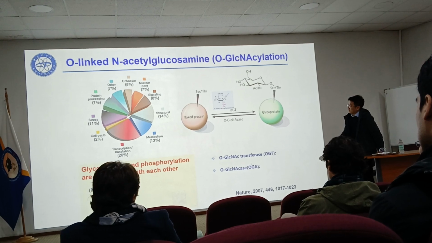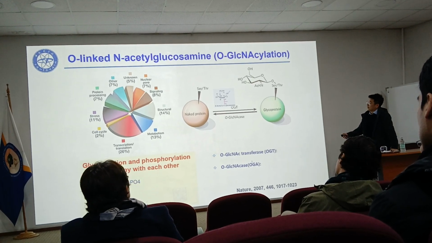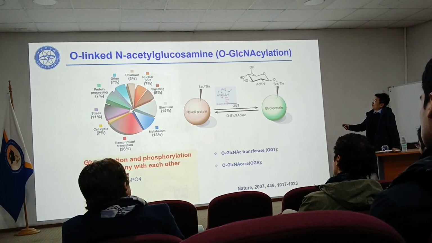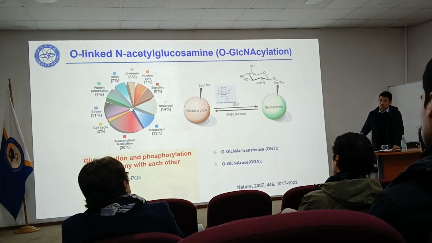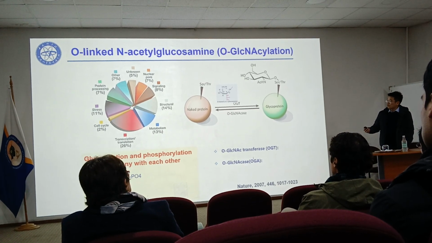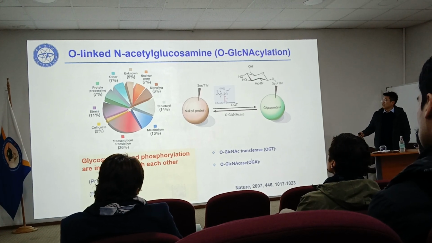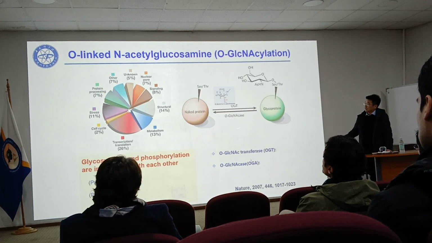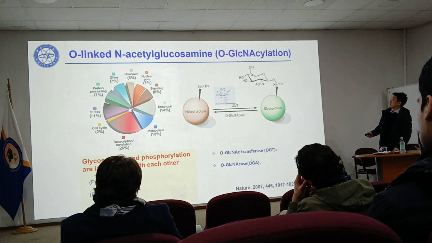Professor Gerald Hart, who first identified this O-GlcNAc and OGT, was the most likely person to win the Nobel Prize on this glycobiology research aspect.